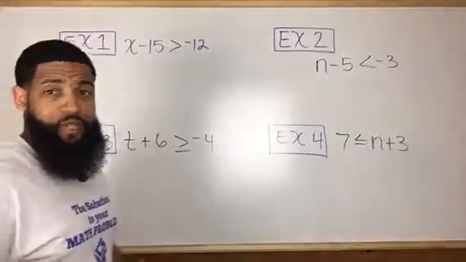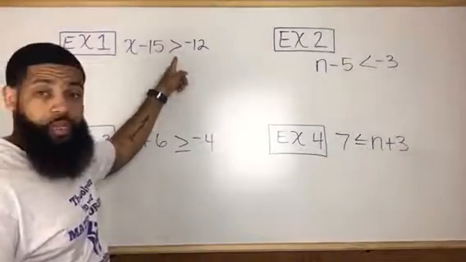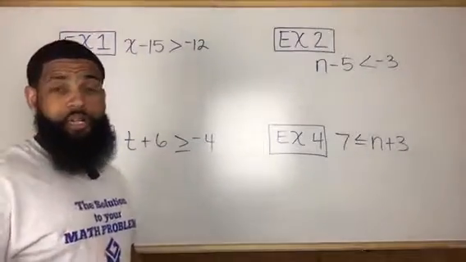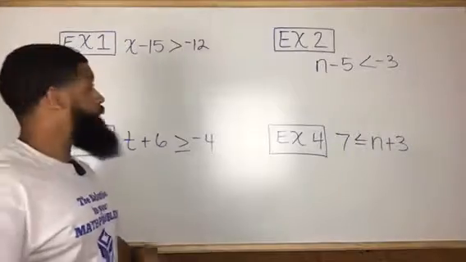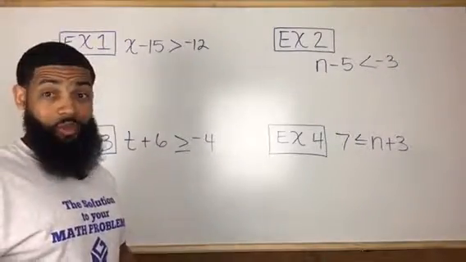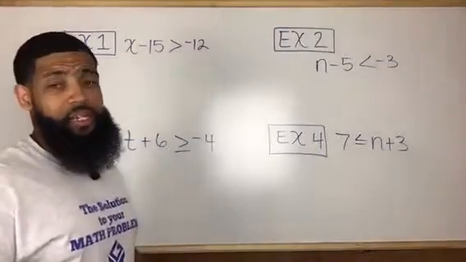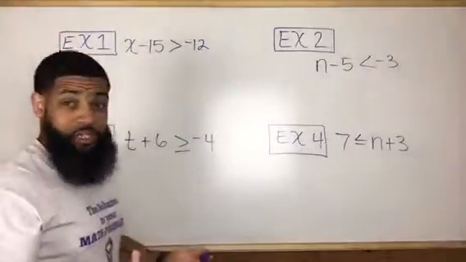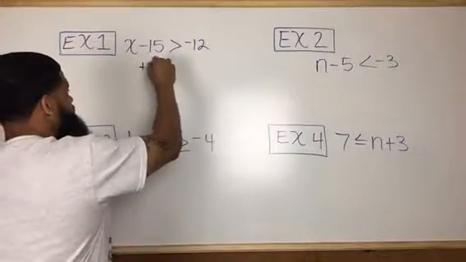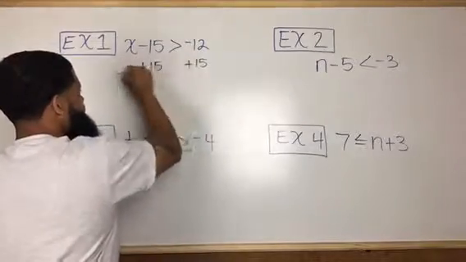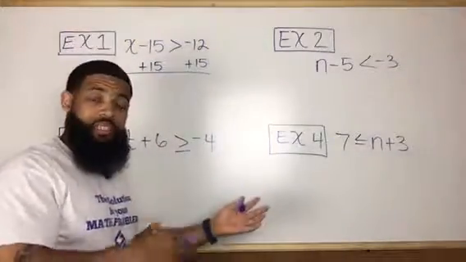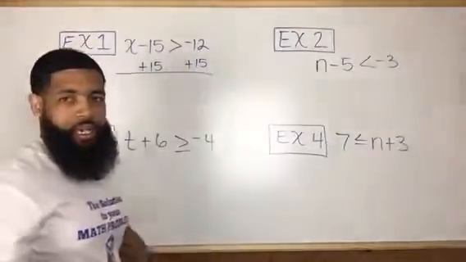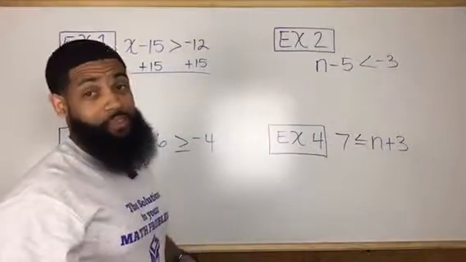Example 1, I have x minus 15 is greater than negative 12. Now, I have subtraction right here, and I want to get that variable x alone. In order to do that, I need to use the addition property of equality, which tells me if I add the same thing to both sides, then that inequality is going to remain balanced. So the opposite of subtracting 15 is adding 15, and I'm going to add 15 to both sides. And when I say both sides, I mean on both sides of the inequality symbol. It's kind of like there's this wall right there, and whatever I do on the left side of the inequality symbol, I need to do on the right side.